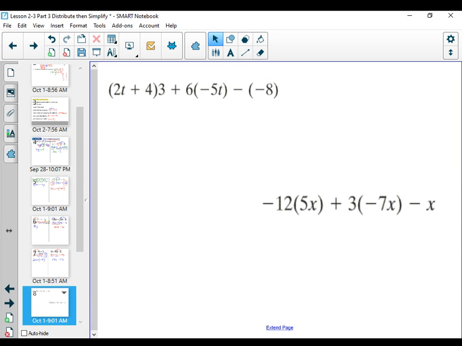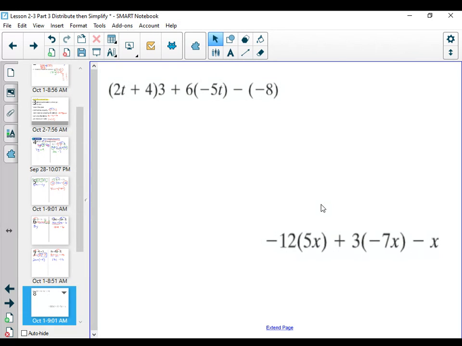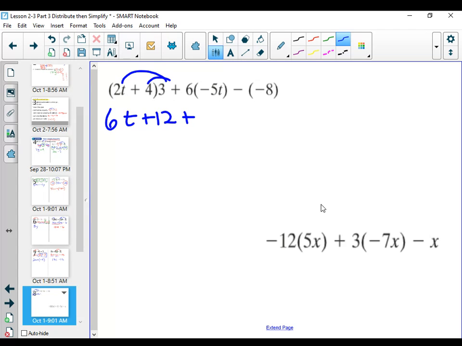Whew, this is a long one. How do I get rid of those parentheses? I know, distribute. What? Why is that 3 at the end? No big deal. Move it to the front if you prefer. If you want to leave it at the end, that's okay too. 6t plus 12 plus negative 30t minus negative 8. Huh? Minus a negative?